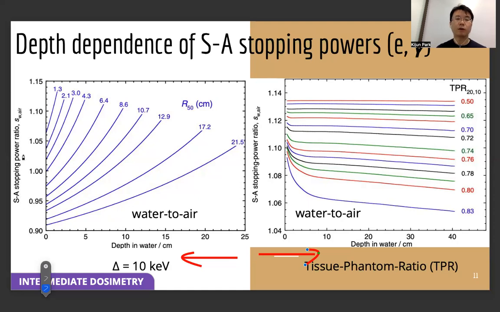Spencer adding stopping power, the ratio between water to air. As you see, the depth dependence of the given energy varies. However, the tissue phantom ratio as a function of the depth in water for the photon cases is very consistent and independent of the depth in the water.